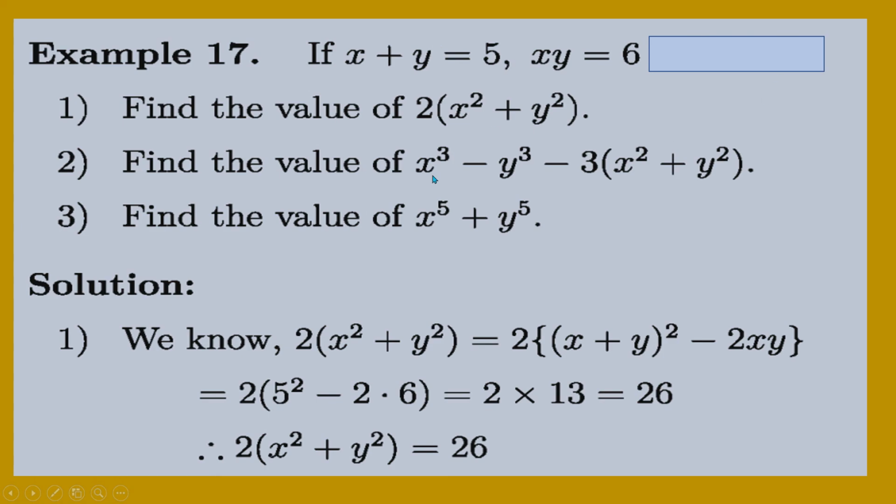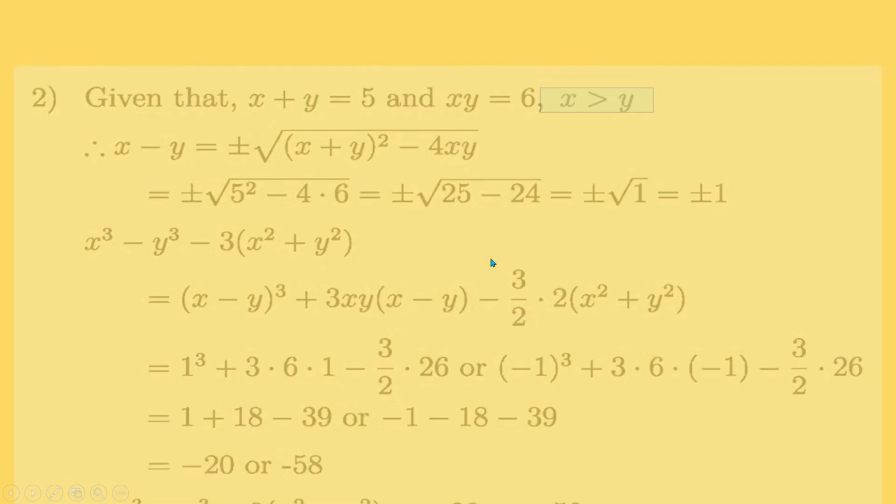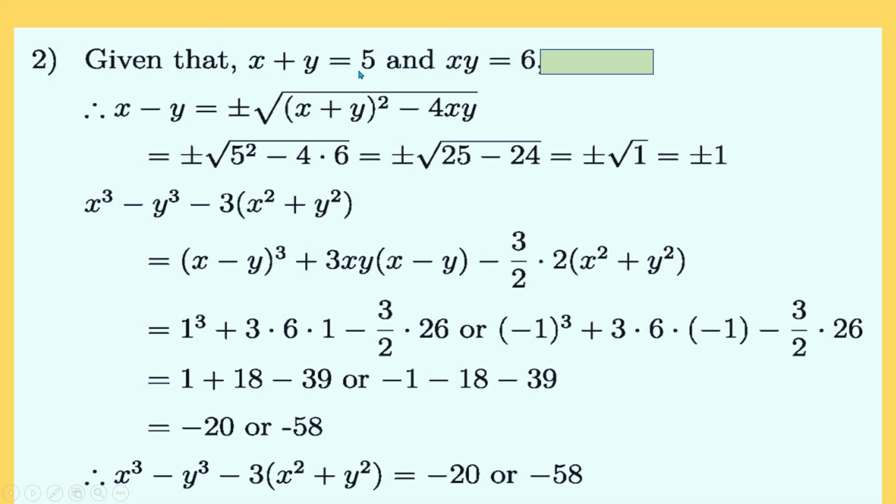Here there are two numbers we have to find: x cube minus y cube minus 3 into x square plus y square, and another, find the value of x to the power 5 plus y to the power 5. Now we'll find the value of x cube minus y cube minus 3 into x square plus y square. Follow. Here given x plus y equals 5 and xy equals 6.